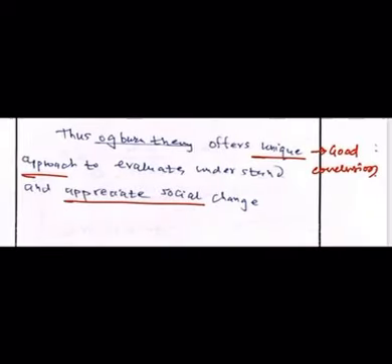Here I would say how I have concluded one of the answers in the sociology paper. It was, I think, the cultural lag theory of Ogburn. So I concluded that Ogburn's theory offers a unique approach to evaluate, understand, and appreciate social change. In sociology, we know that a lot of questions are asked about social change, and social change from the perspective of Marx, Weber, etc. We study that. So this way you can also have some general conclusions in your answers.